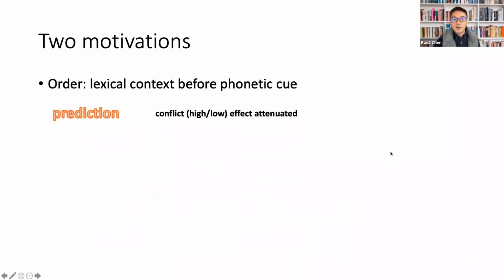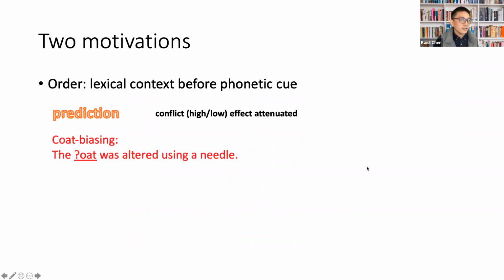So taken together, we have two motivations for our study. Number one, we care about order, as you can see. Say the critical word now is code. In a code biasing context, COAT, we already know what will happen when the context comes after the critical word. Now we would love to see what will happen if the lexical context comes before the phonetic cue. So it could be possible that you will have predictions, expectations of what to hear, as I just mentioned, which may attenuate the conflict effect.